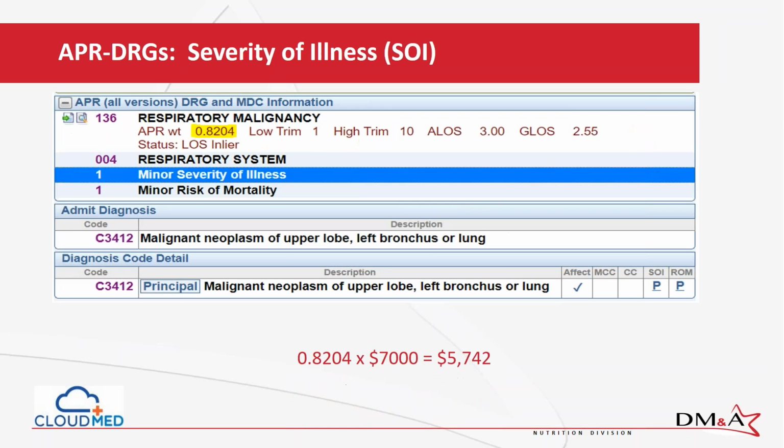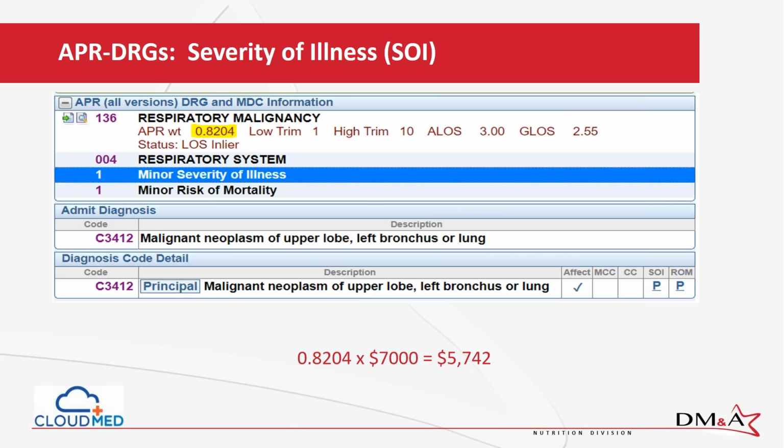Now we'll contrast that with APR DRGs, which utilizes severity of illness and risk of mortality. In this case, you can see, again, this is that lung cancer case, and without any other secondary diagnoses. APR DRGs are a little bit different in the fact that there's diagnoses that do not have CC or MCC status that can improve severity of illness and risk of mortality on a case. But in this case, we're going to keep all the codes the same, so we can contrast the two payment methodologies. So in this case, the APR DRG is respiratory malignancy 136.